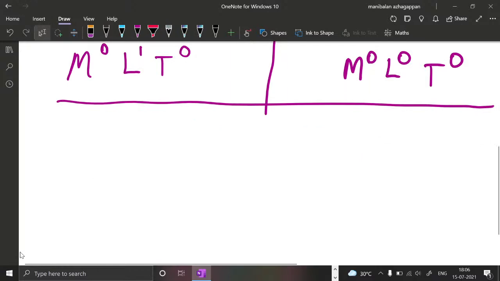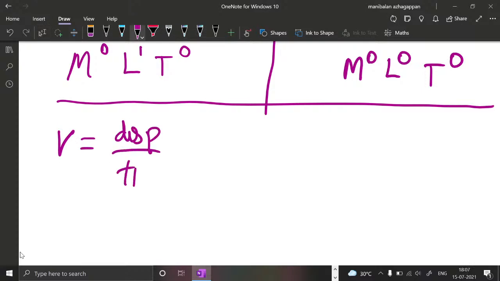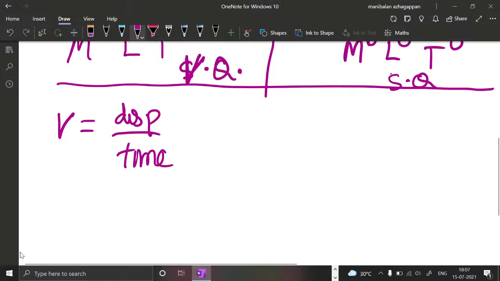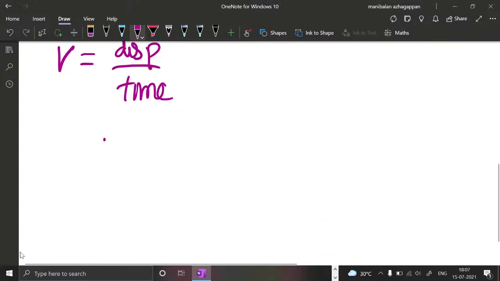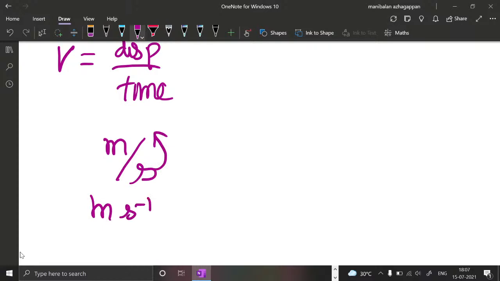The next one, linear velocity. One side is linear motion, another side is rotational motion. Linear velocity is displacement by time. Parallelly you should know which is a scalar quantity and which is a vector quantity. Displacement is a vector quantity. Angular displacement is a scalar quantity. Again, velocity is displacement by time. Displacement is in meters, time is in seconds. Taking second from denominator to numerator, meter second power minus 1. Dimensional formula: M power 0, L power 1, T power minus 1.